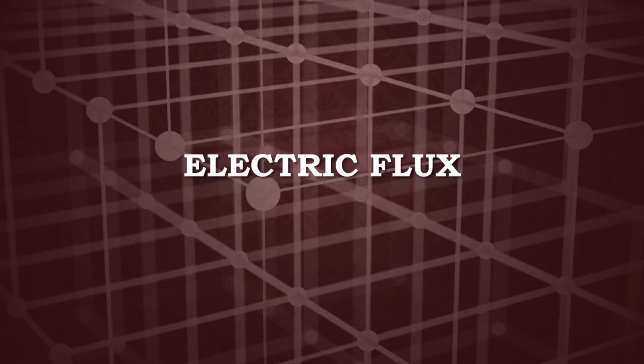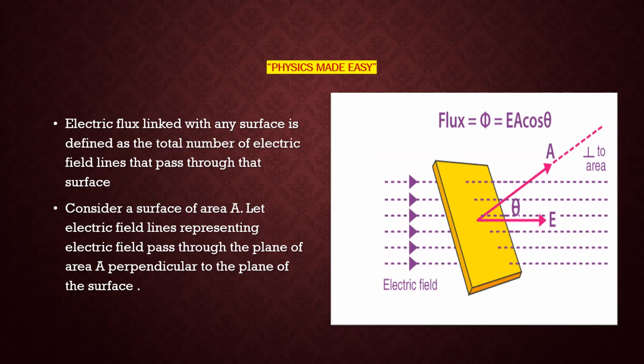In this video, first of all, we are going to study about electric flux. So first of all, we consider a surface having an area capital A. Here are the electric field lines that are crossing through this area, creating the electric field. Electric flux is defined as the number of electric field lines that pass through a particular area. So electric flux is always linked with the surface through which electric field lines are passing.